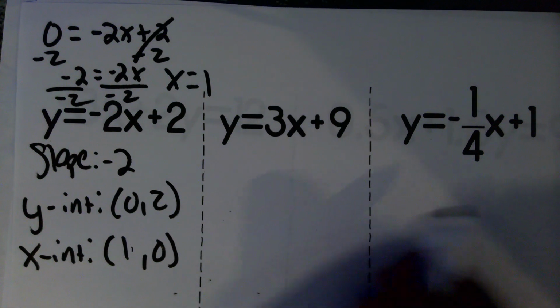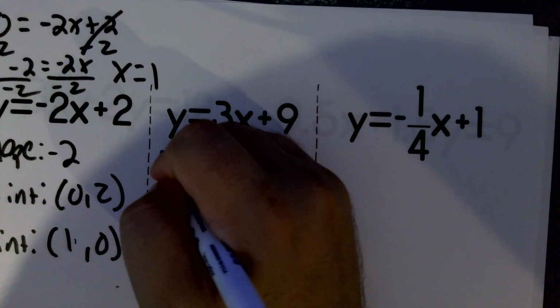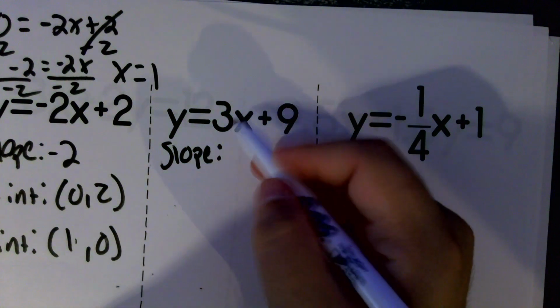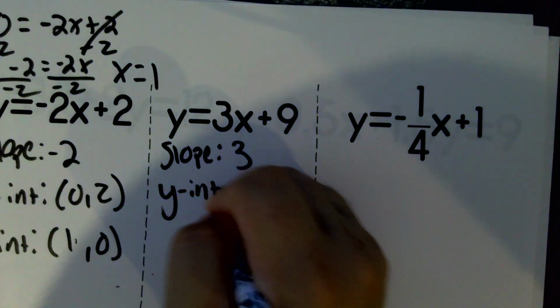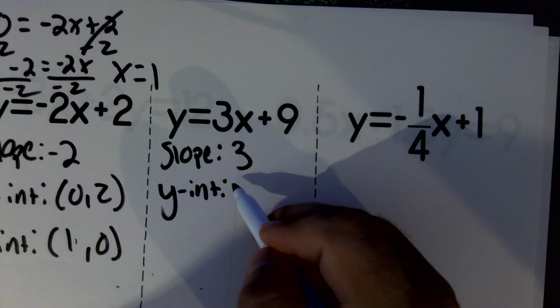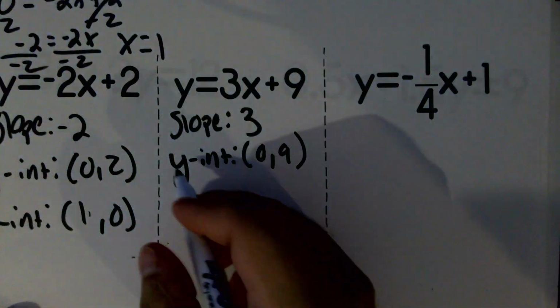Okay, and let's do the same thing 2 more times, but slightly different slope-intercept form. So again, slope is the first thing that we see. It's the coefficient of x. The y-intercept is the next thing that we see: when x is 0, 3 times 0 is 0, y becomes 9.